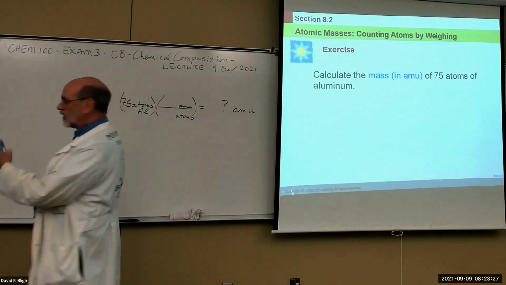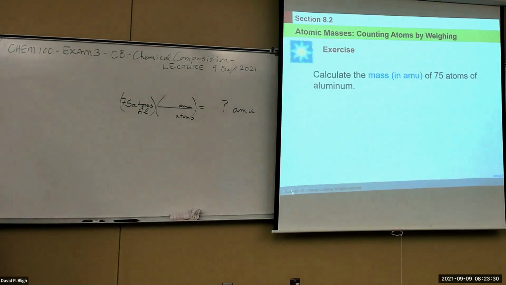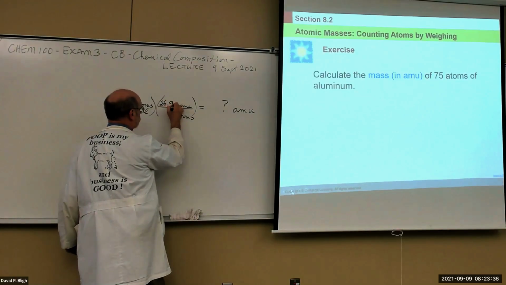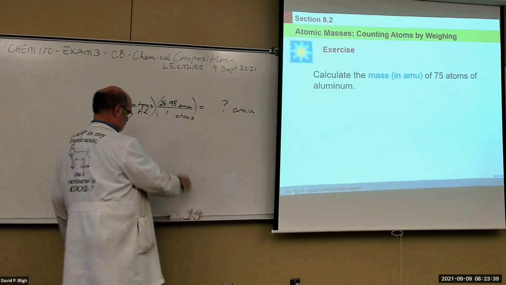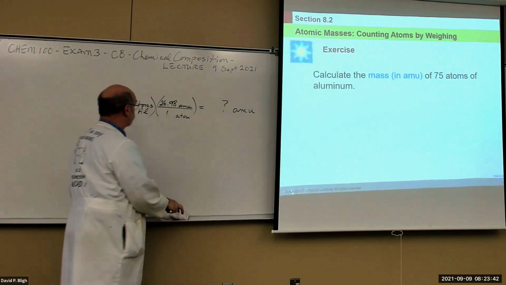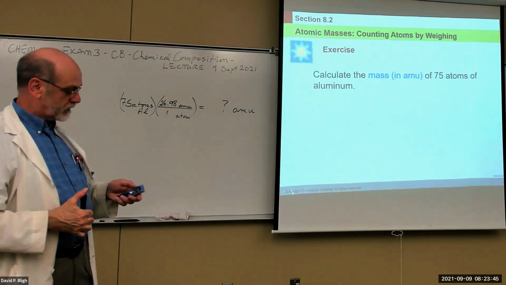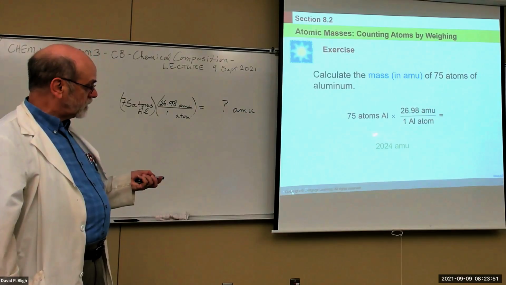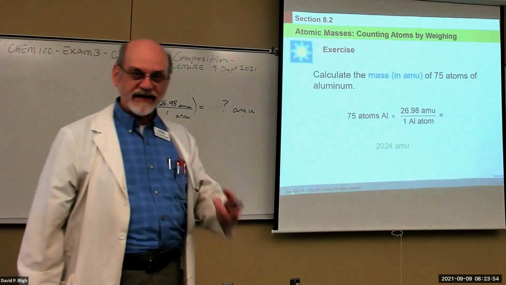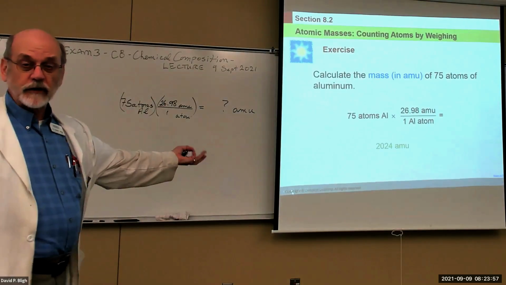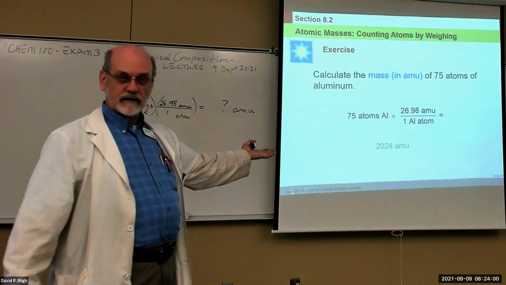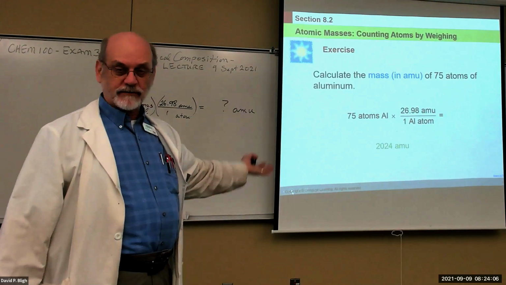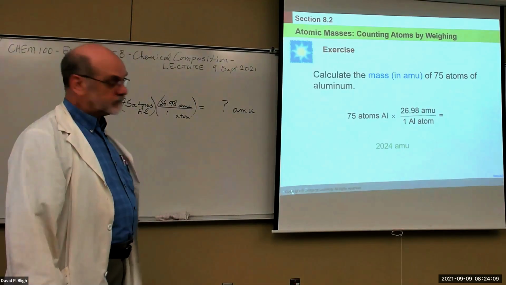It's off camera, but I'm going to look at it anyway. 26.98 per atom. Okay? Just multiply those numbers together. And with that many atoms of aluminum, you have 2,024 atomic mass units. Now, we can convert those to grams, right? We have a conversion factor for that. Was it 1.66 times 10 to the minus 24 grams? We could convert that to grams if we wanted to.